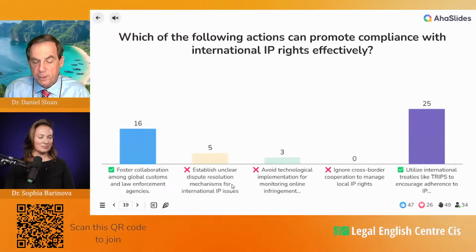So we had two of them on that one. Most people got utilizing international treaties, which is great. We also had to foster collaboration among global customs and law enforcement agencies. If you remember, we were discussing having that for enforcement.